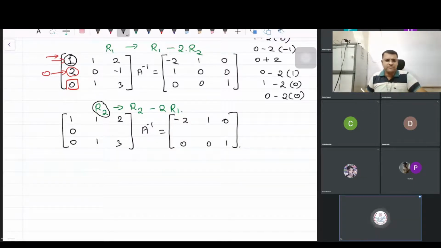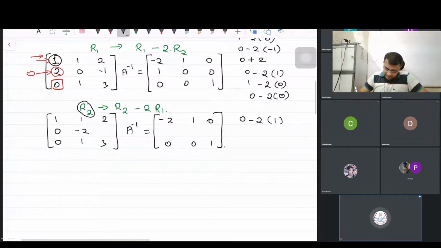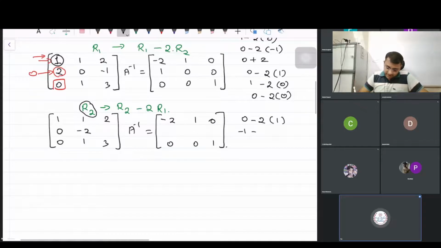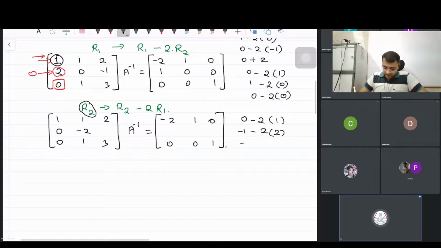Let us see what happens to the remaining elements. Let's write it and solve it, no problem. 0 minus 2 multiplied by 1. What is it? Negative 2. For the next, minus 1 is here. So minus 1 minus 2 and multiplied by the element above it, which is also 2. So minus 1 minus 4. No issues. It is minus 5.